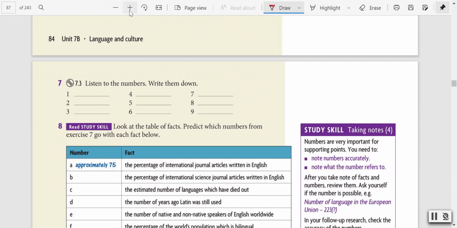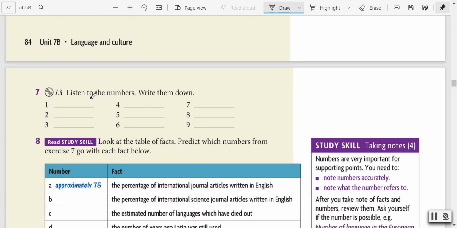This time, in this exercise, we are not going to write down names. This time, we are going to write down numbers. Okay, listen to the numbers, write them down. I will play another audio for you. Listen carefully, write down numbers. Please use a pen and paper to write down.